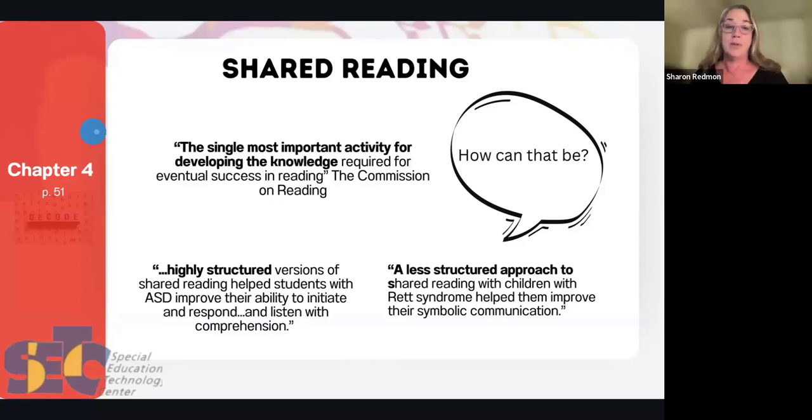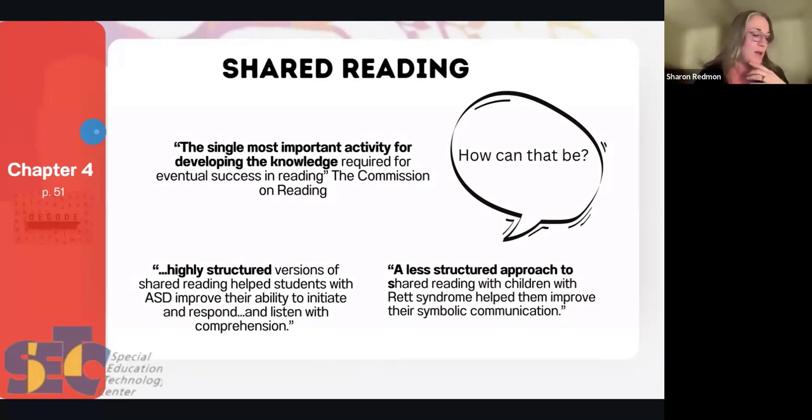And we know that through the science, we know that through the research on the Commission of Reading, right? That 2000 commission. And in the book, it talks about shared reading in two different ways. It talks about this highly structured version and this less structured version. And it's like, well, look at this. We have a highly structured version with individuals with ASD, and we have a less structured approach that worked with individuals with Rett syndrome. So how can that be? Which one do I do?